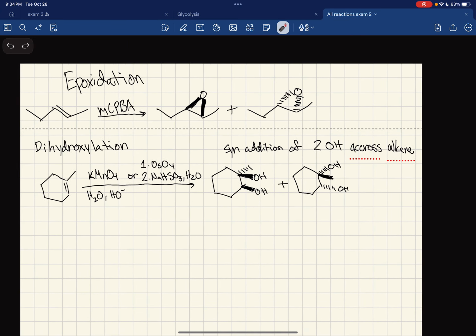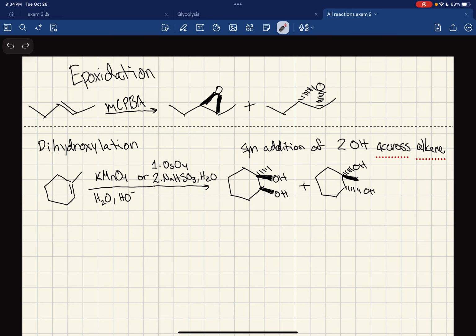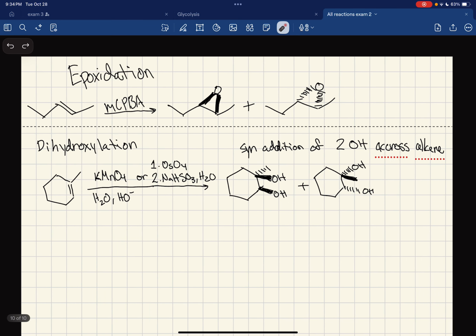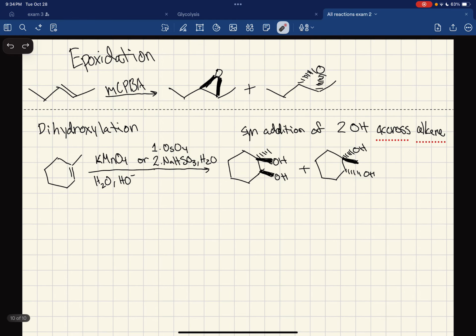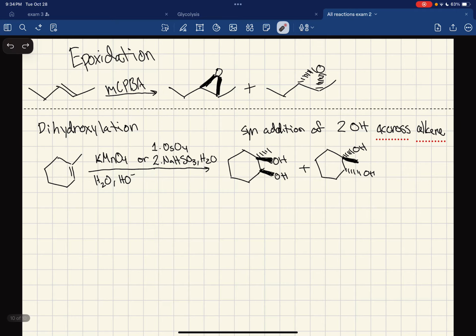Last things, epoxidation. I don't remember her talking too much about this. Basically, MCPBA forms an epoxide, and it can either form it from the top side or the bottom side. Obviously, these are going to have the same stereochemistry, either both going up or both going down. That's a given. And then the dihydroxylation, she briefly talked about this.